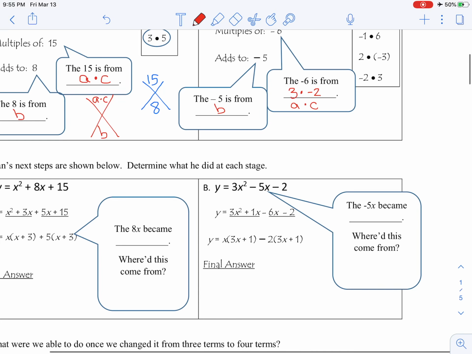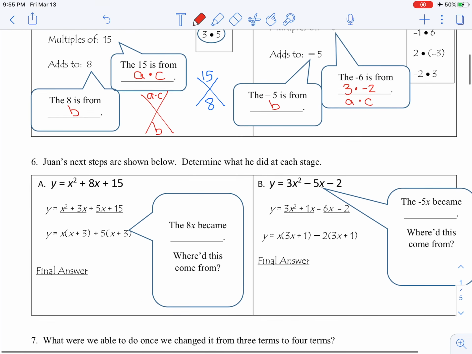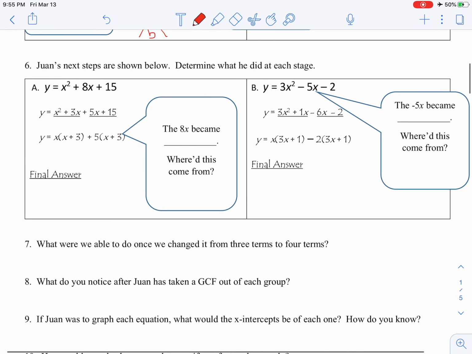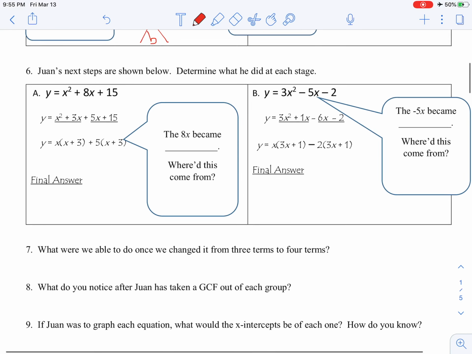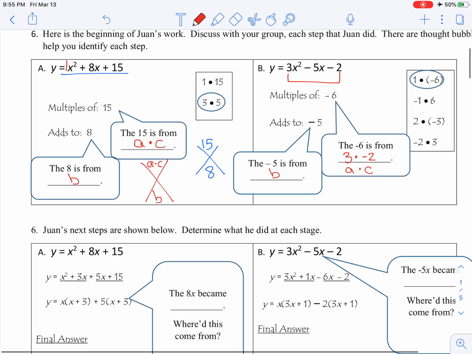We're going to do a whole bunch more of these, so don't worry, we'll get to this. So up here, do you notice how these two problems are exactly the same? Okay, so we found that 3 and 5 are the numbers that go in here. 3 and 5. Look what they've done down here.